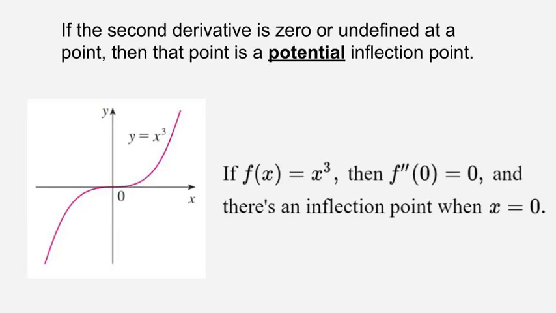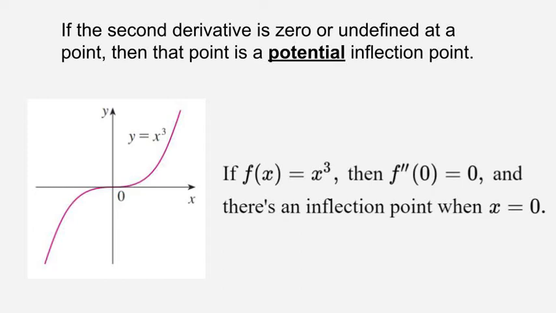Finding inflection points algebraically is very similar to how we found local maxes and mins algebraically. And if the second derivative is 0 or undefined at a point, then that point is a potential inflection point. Take the function x cubed, for example. If you take the second derivative and plug in 0, you'll get 0. And if you look at the graph, you can see that there's an inflection point at 0 because the concavity switches from concave down to concave up at 0.